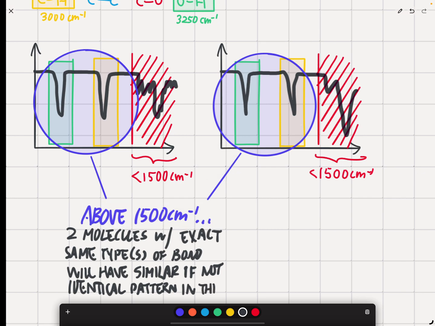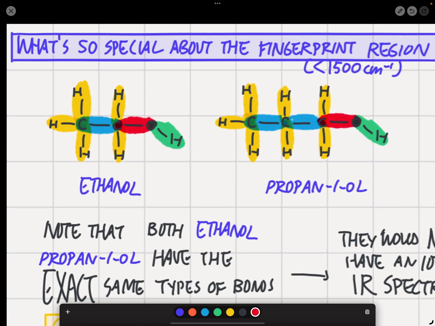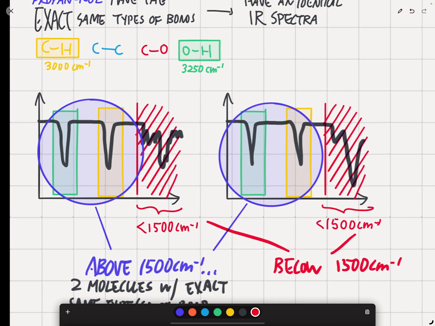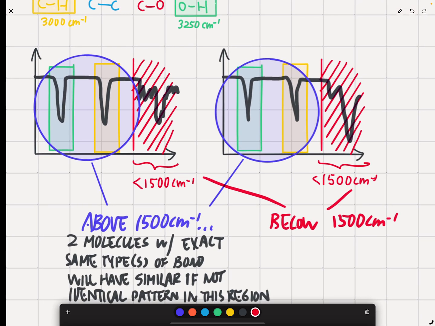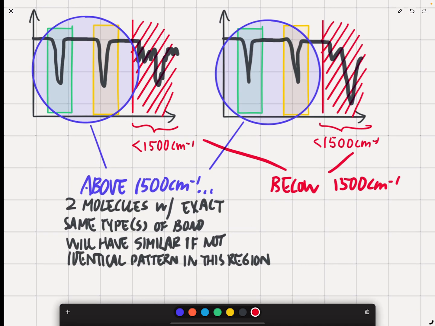In this region, however, below 1500 cm-1, the two molecules, no matter how many similarities you think they share, like you see these two, they look similar enough, right? Even the type of bonds are exactly identical. Yeah, but because the molecules are actually different, one is ethanol, one is propanol, they have different sizes. They're different molecules.